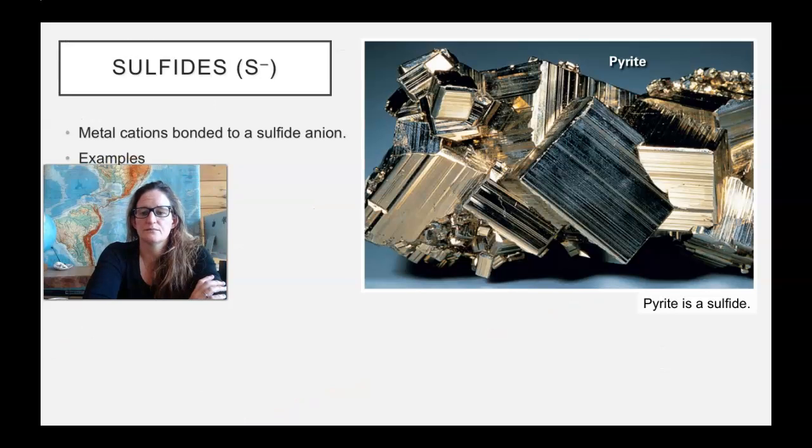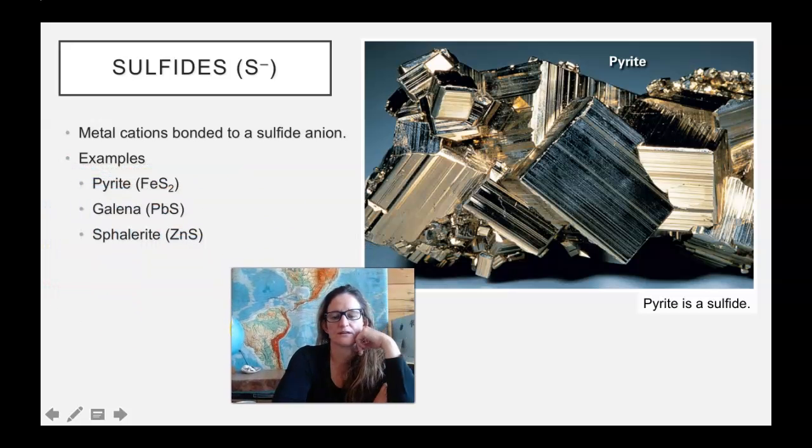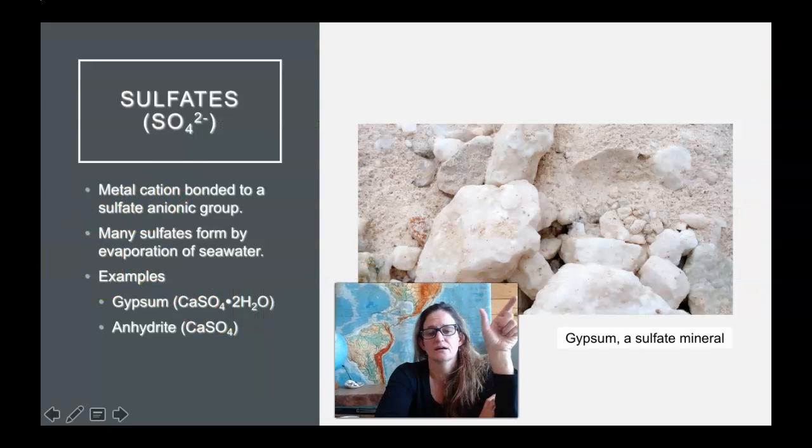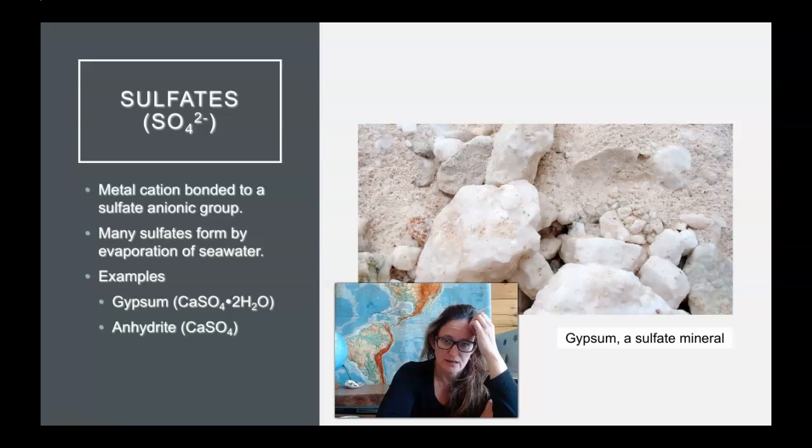Pyrite is in the sulfide group. So sulfur is the anion, then we can add iron or lead or zinc and form different minerals. So the sulfides have just sulfur as the anion. The sulfates have sulfur combined with oxygen as an anion group, and then can have different cations in the front. So examples here would be gypsum or anhydrite. These both precipitate as seawater evaporates.